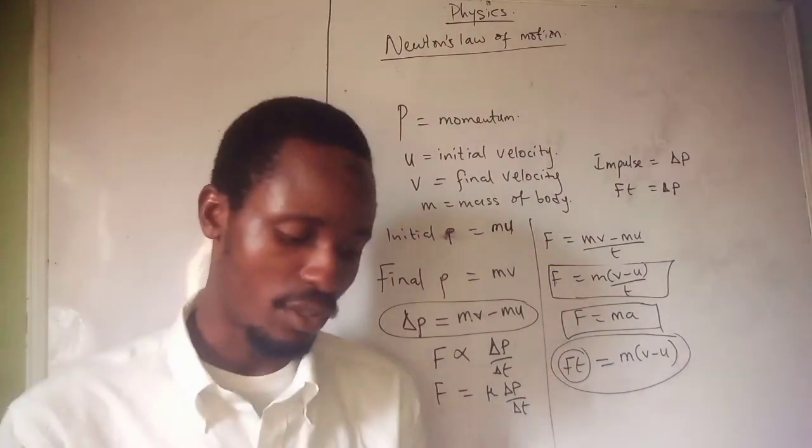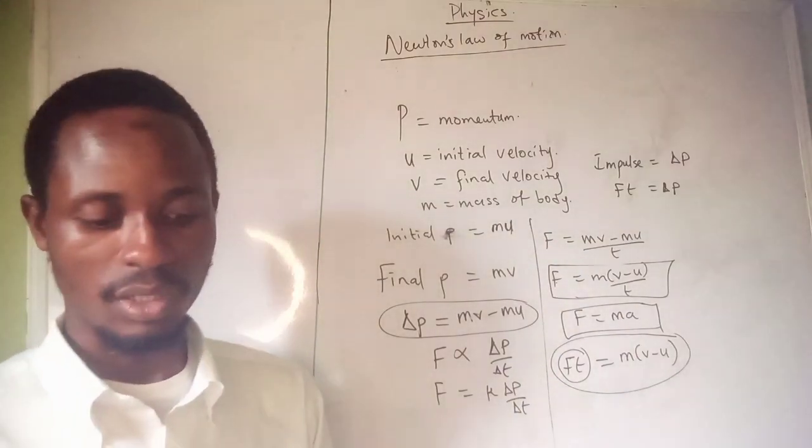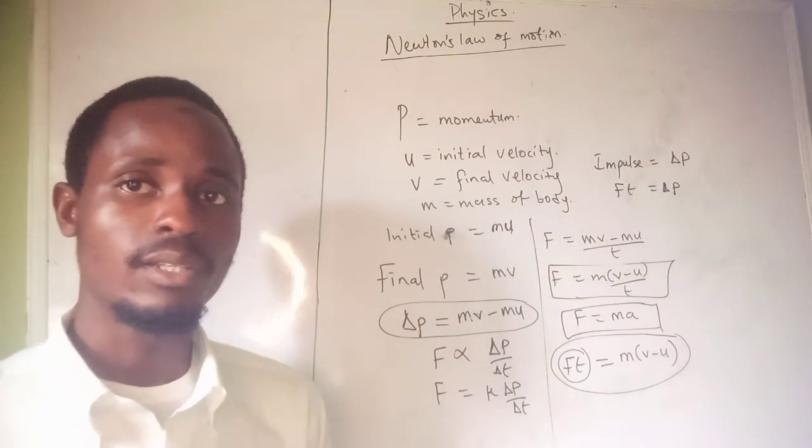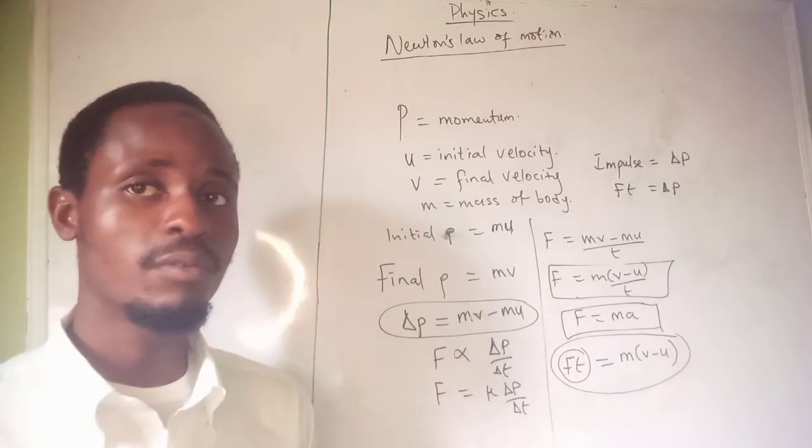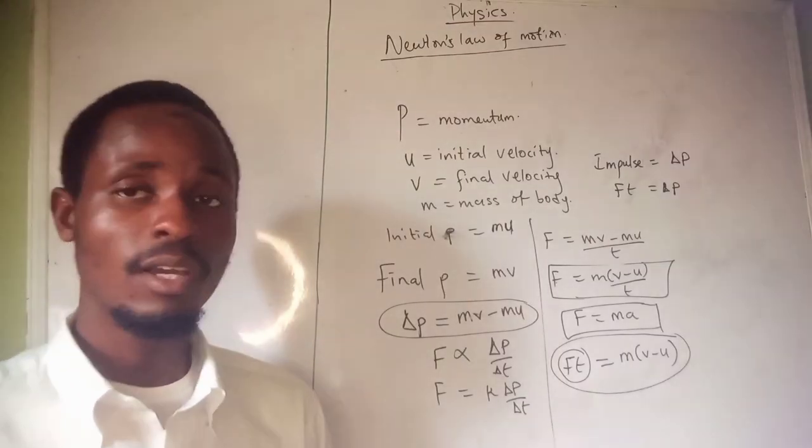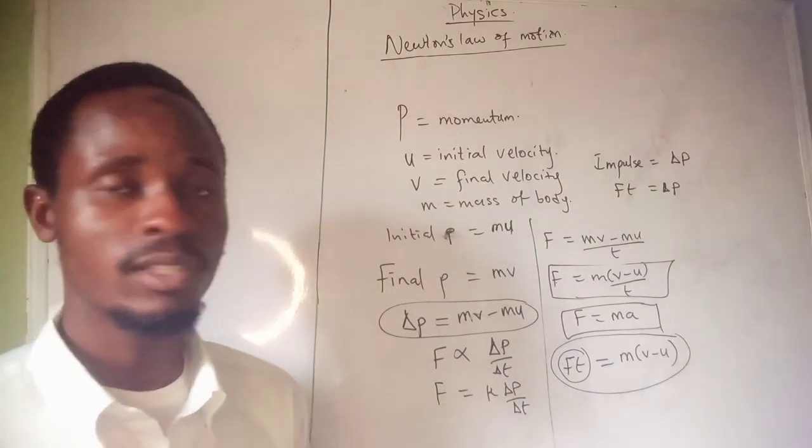So in case you are given a question to calculate the impulse, it is still the same thing as the change in momentum. But the parameters given will determine which formula to use. Is it force times time or the change in velocity?